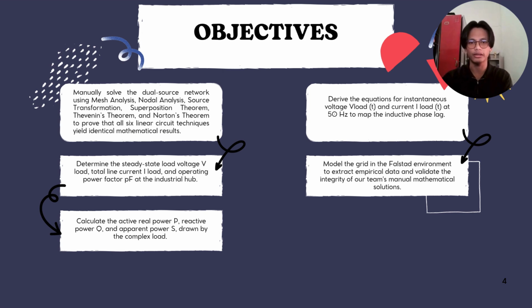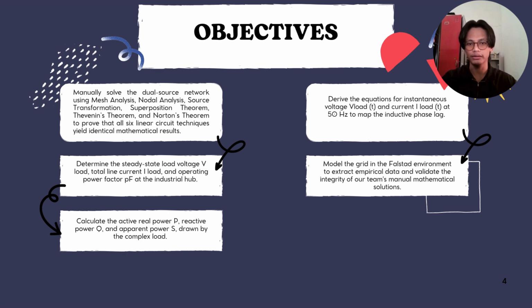So, what are the main objectives that we need to achieve following the instruction task? The first one is to manually solve the dual source network using all the six calculation methods that I've mentioned earlier. The calculation methods will be separated by each member, and we need to find the mathematical results.